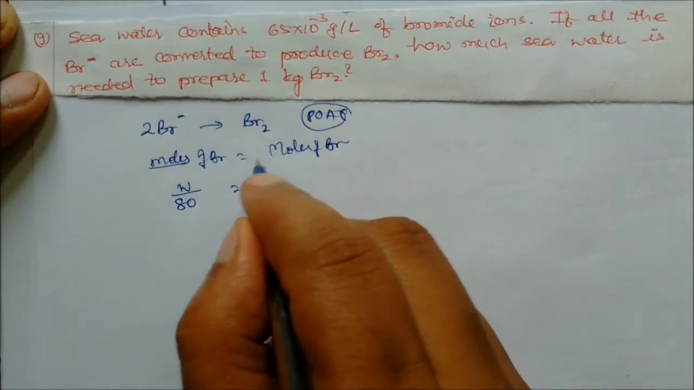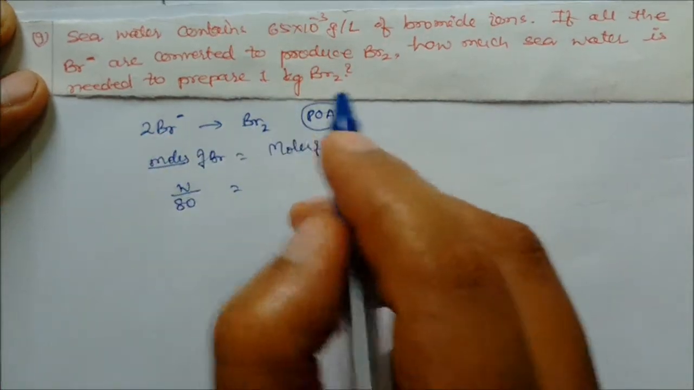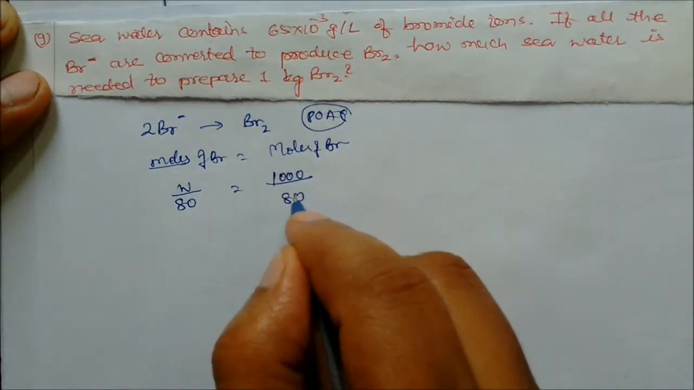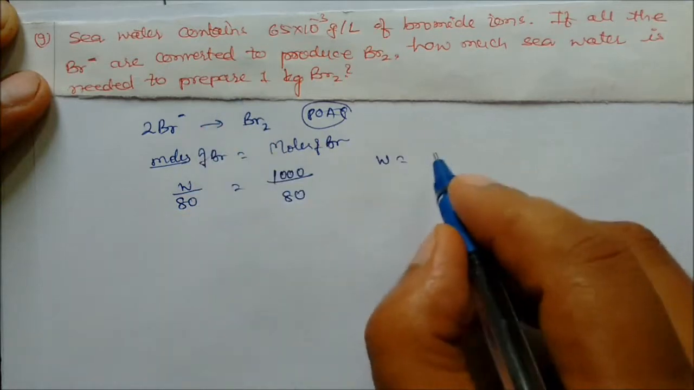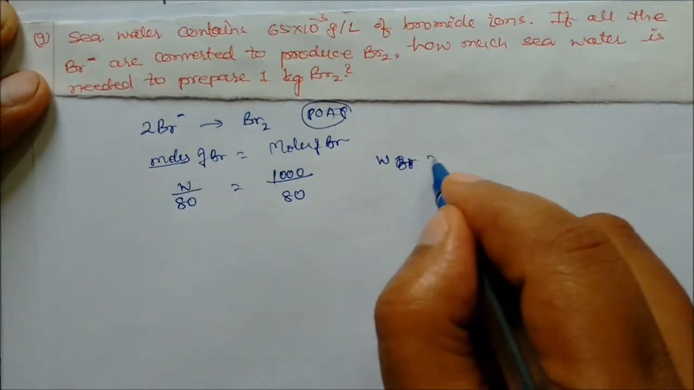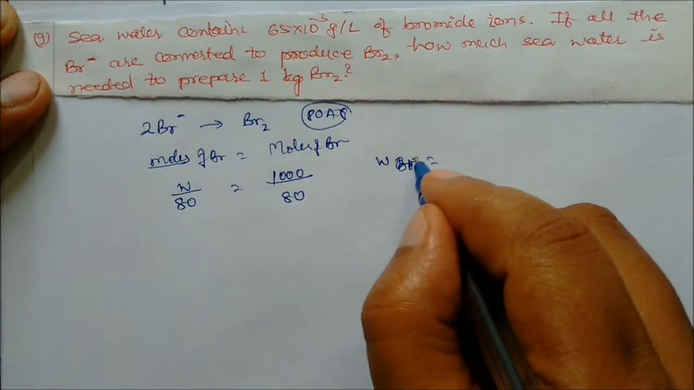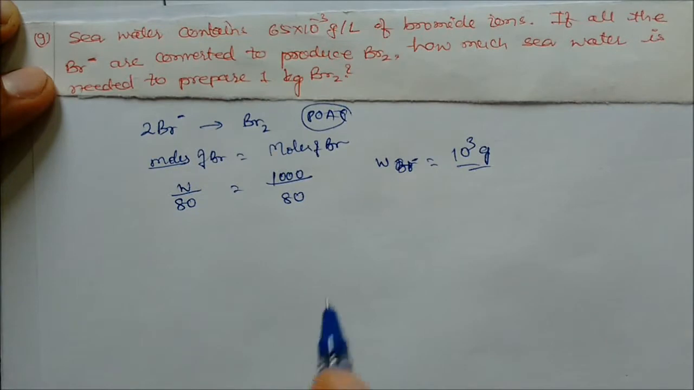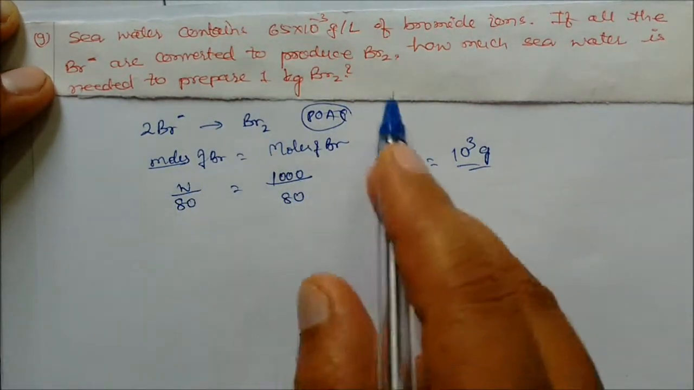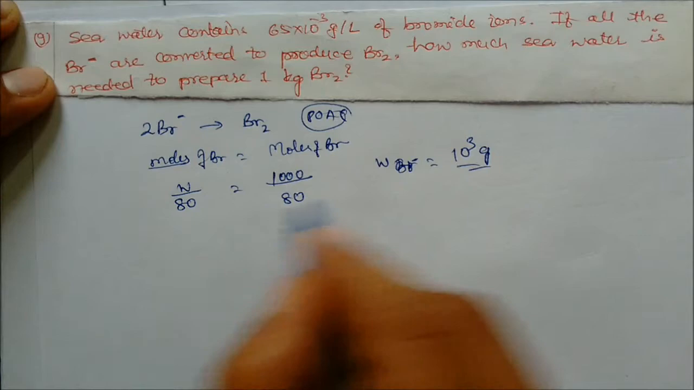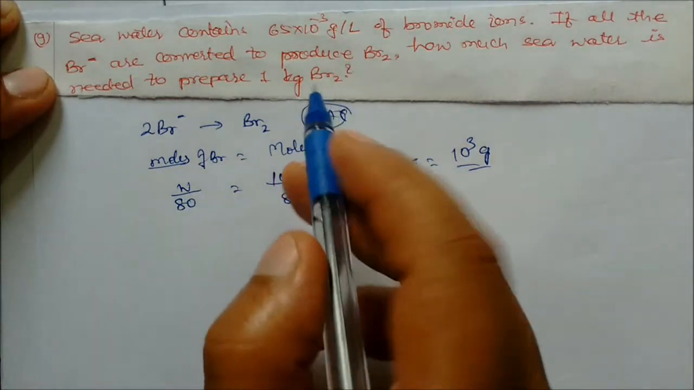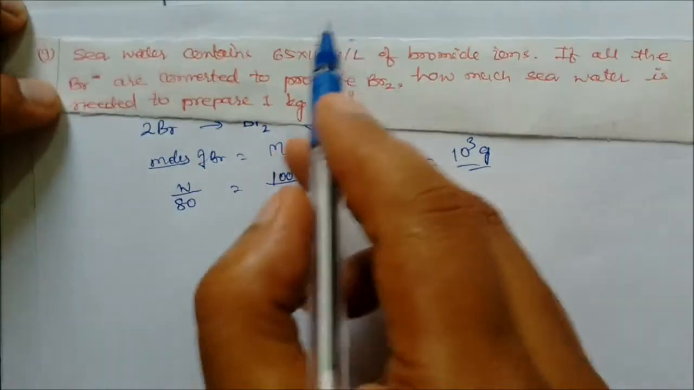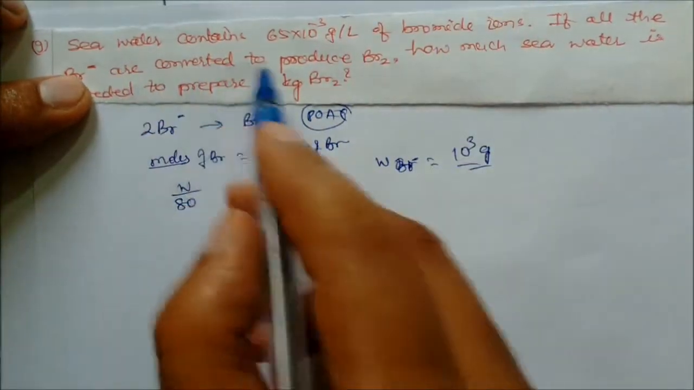The weight is also given. We require 1 kilogram, so this will be 1000 divided by 80. So the weight of the bromide ion we require will be 10 to the power 3 grams. This much bromide ions will be required to produce this 1000 grams of bromine. But this much bromide is contained in 1 liter of sea water.